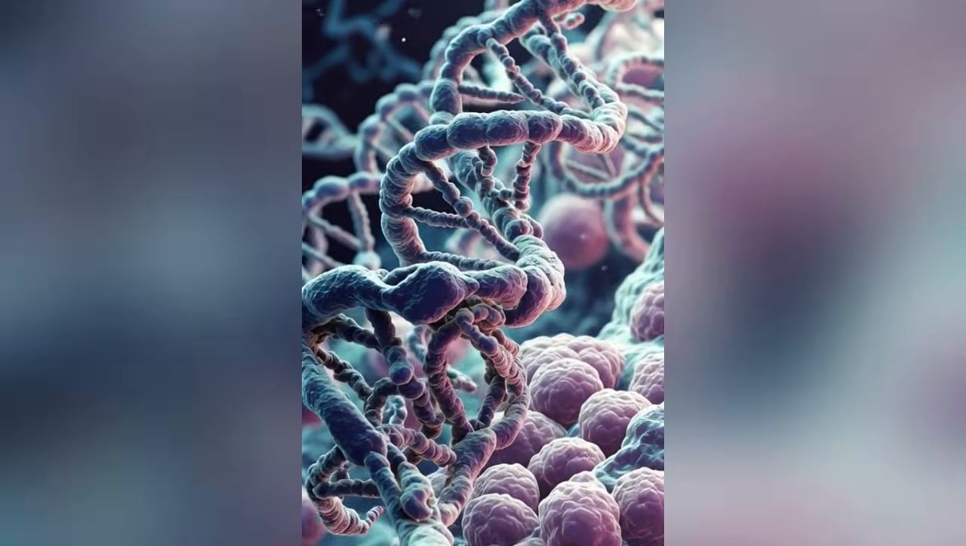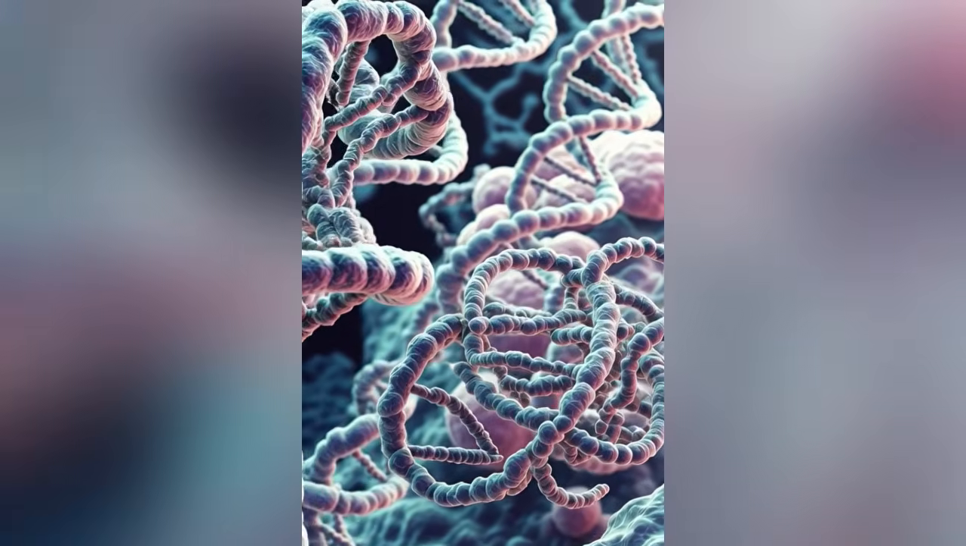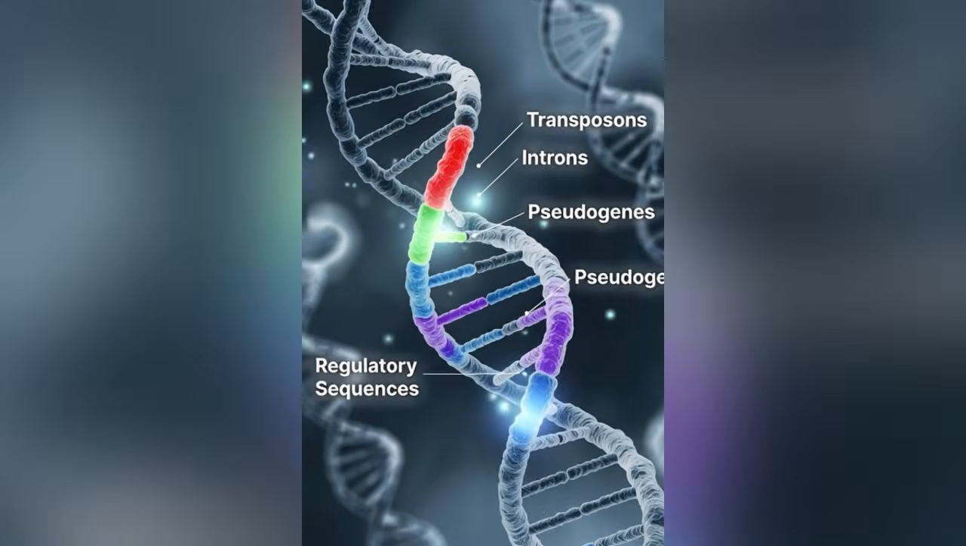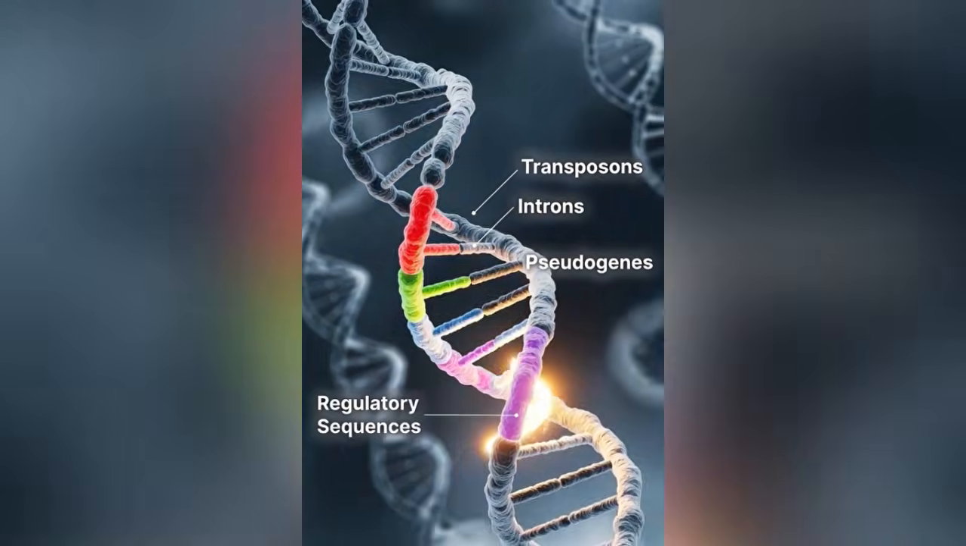Junk DNA. These tangled loops are non-coding sequences, once thought useless. Now their mystery is being unraveled. Junk DNA includes transposons and pseudogenes. These elements don't code for proteins but may have other functions.